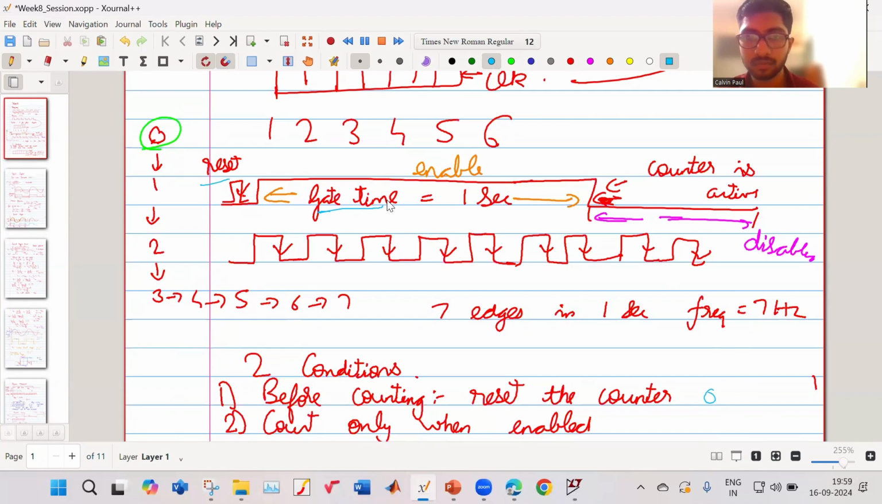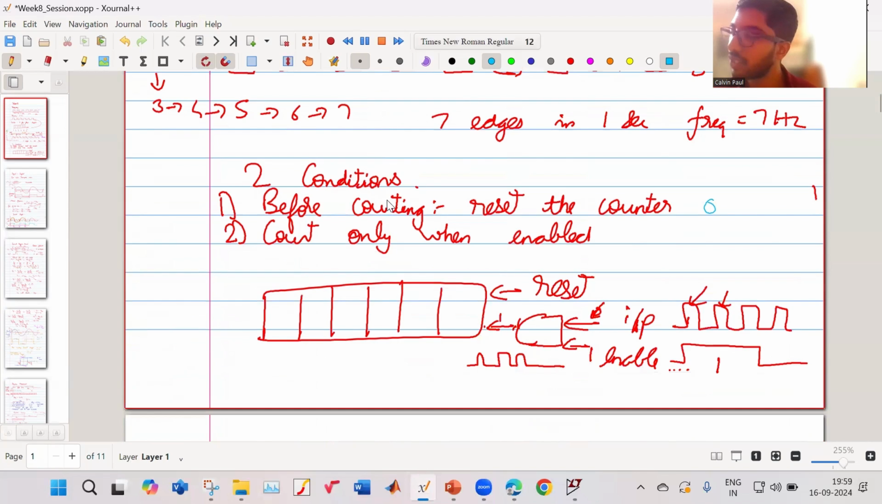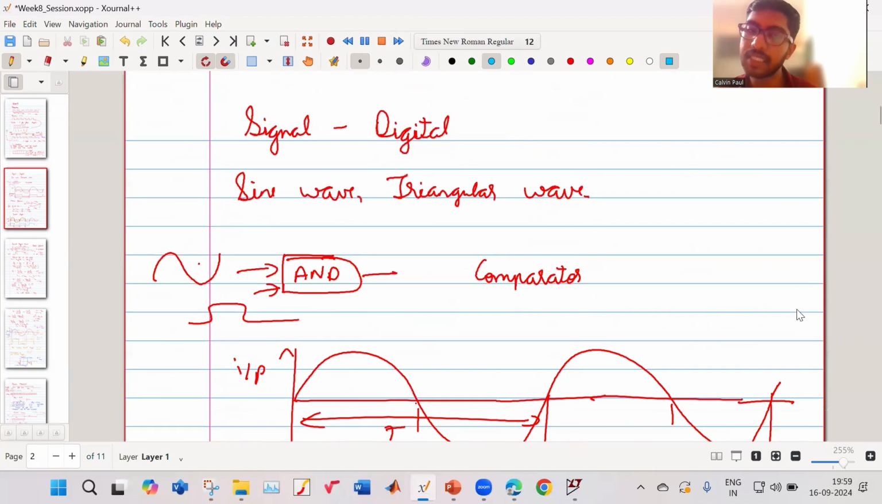Sorry, gate time is not the time period of your input signal. Gate time is a time you choose, some value which is easy for you to compute. Say if it is 1 second, then the frequency will be equal to the number of counts in that gate time. If it is 0.5 second, then I have to do some multiplication or division. So first I have to reset it, then enable it for the gate time, and then apply the input signal. These were all valid only for digital signals.